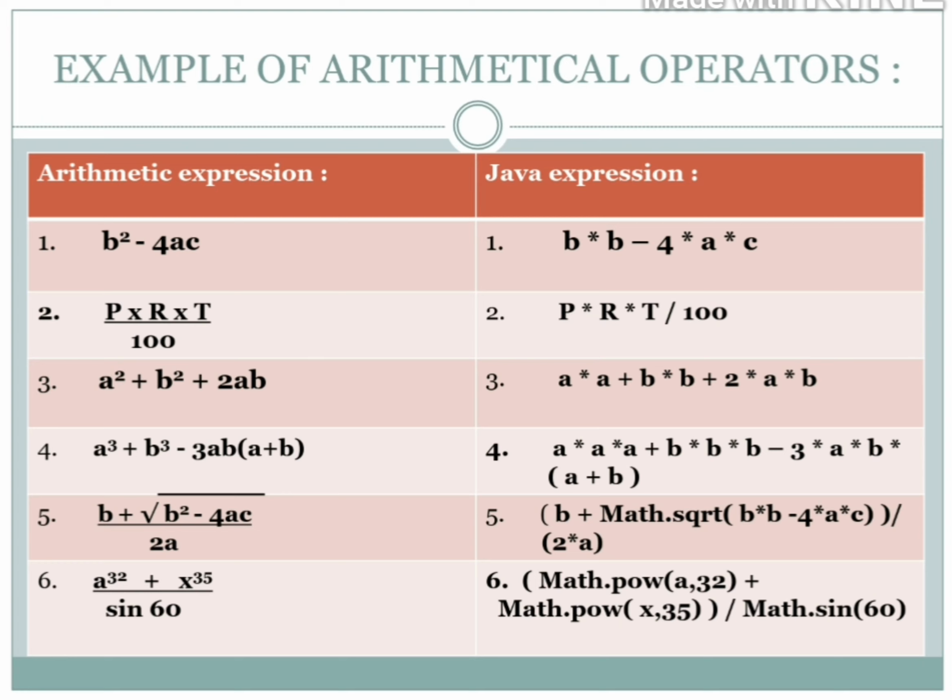And when we are using the divide sign, we have to use slash in programming languages. And when we are placing brackets, we know that a bracket indicates multiplication, but the computer doesn't know anything. You have to specify the multiplication sign. See in the 4th one, 3ab multiplied with a plus b, you have to specify the multiplication sign.